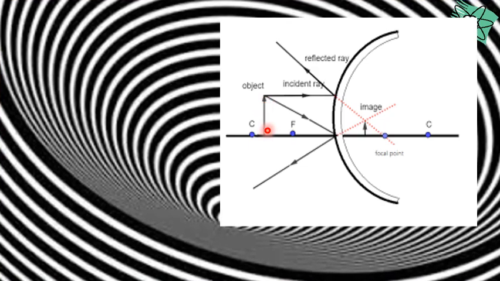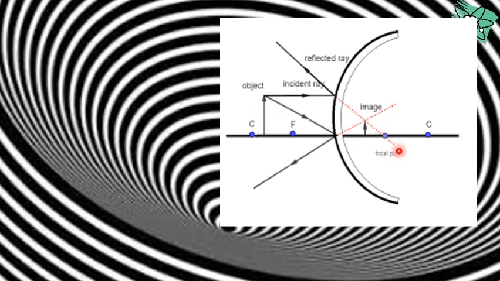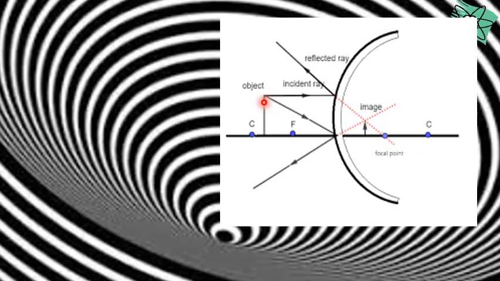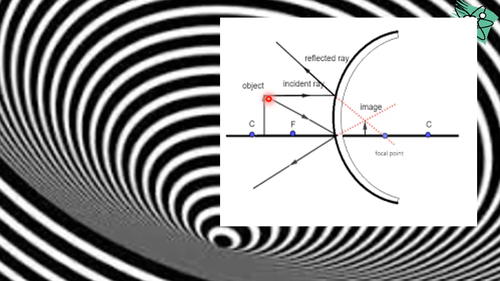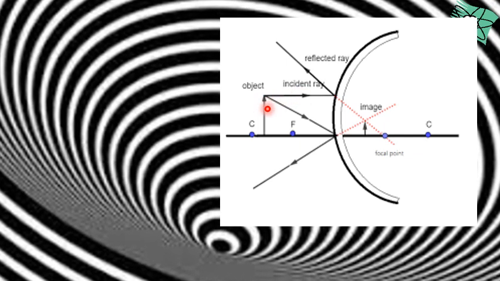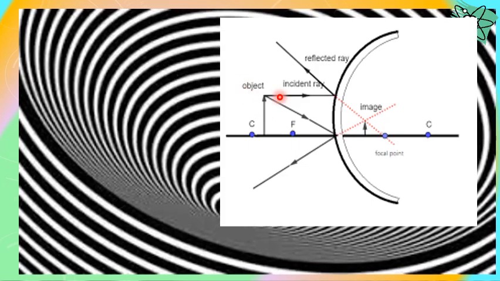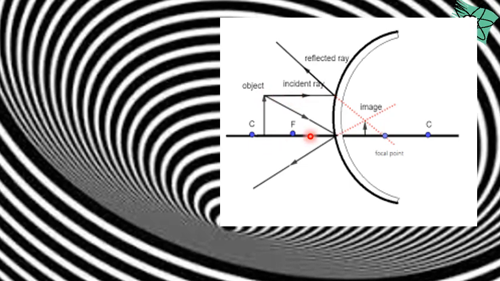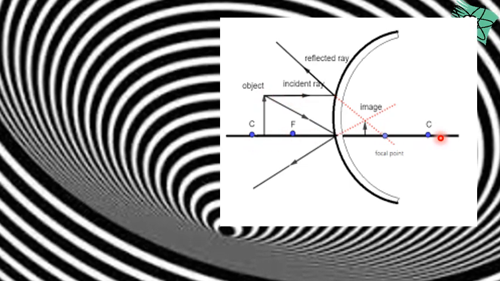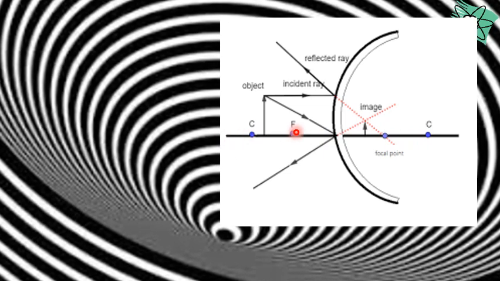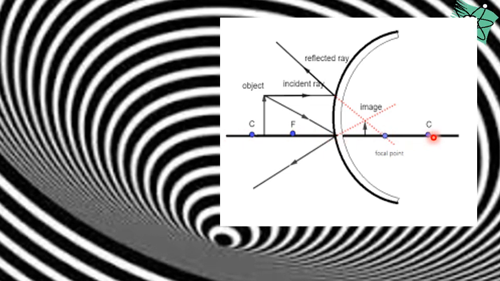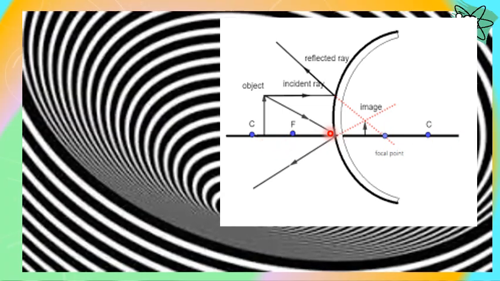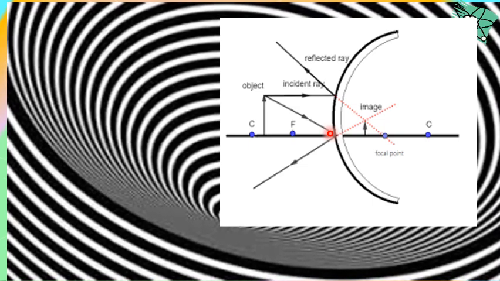And to be able to determine where the image is going to be located or formed, we first imagine that there is an incident ray coming from the tip of the arrow representing the object. So this incident ray number one is parallel to the principal axis. This horizontal line is called the principal axis, which connects the center, the focus, and the vertex of the mirror.